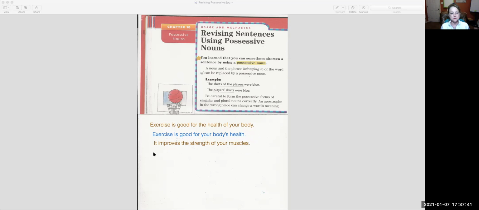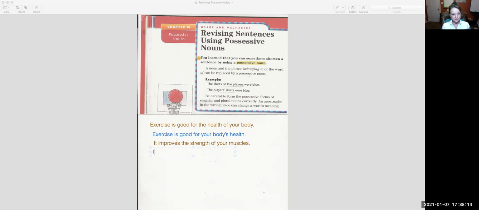It improves the strength of your muscles. Okay. Let's see. It improves the strength of your muscles. How can we change that using an apostrophe? Making it possessive. Hopefully you are doing these out loud with me, and that always helps, to say it out loud to someone.